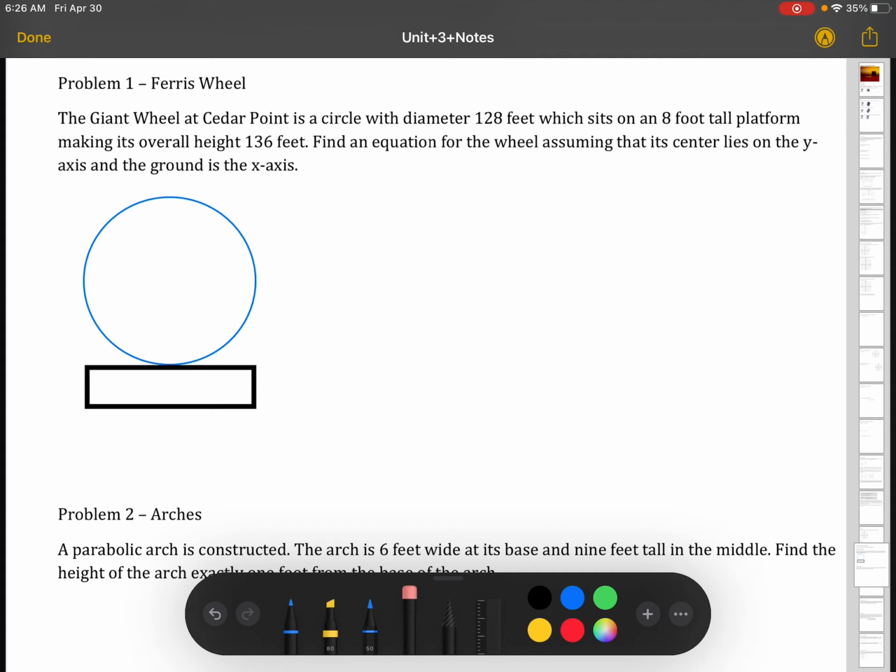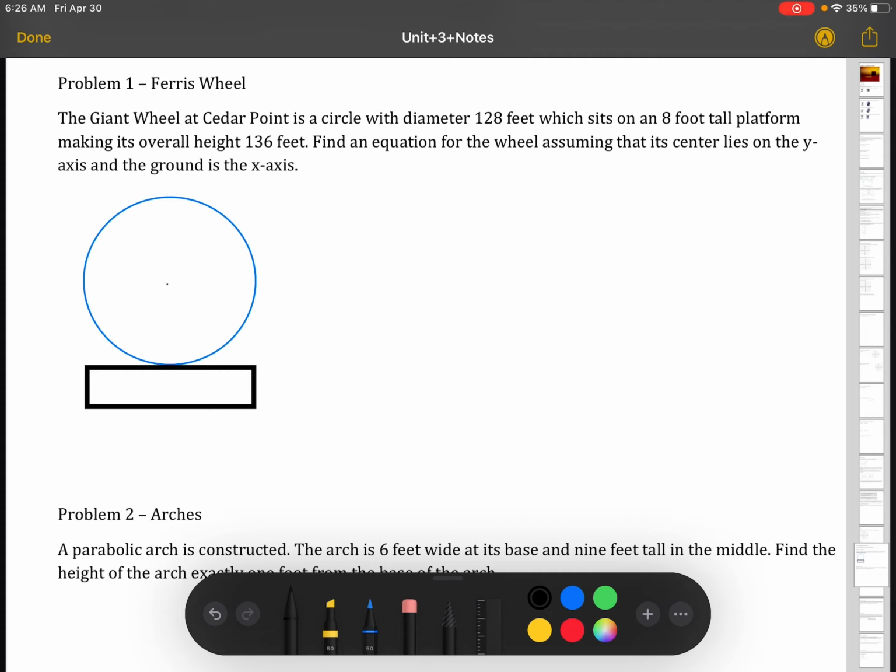The diameter of the wheel is 128 feet. And it sits on an 8-foot tall platform that makes the total height 136 feet. We need to find an equation for the wheel, assuming that its center lies on the y-axis and the ground is the x-axis. So that gives us somewhere to start. I've already included a drawing of what happens.